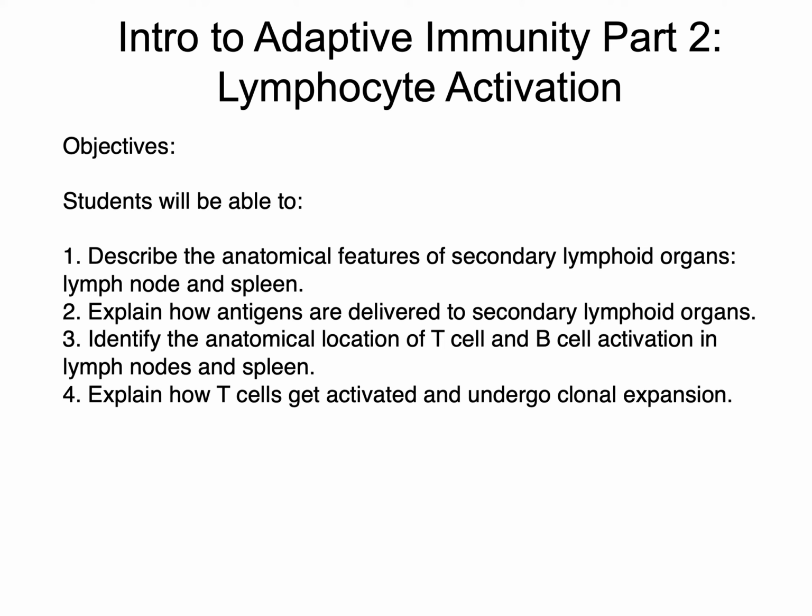This is the second of a two-part or a three-part series introducing you to the functions of the adaptive immune response. In this second part, we're going to focus on how T cells and B cells recognize antigens and get activated.